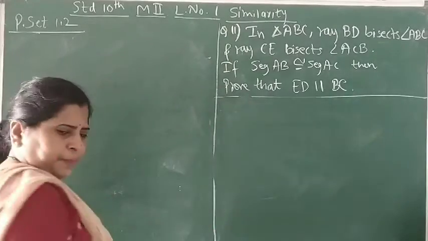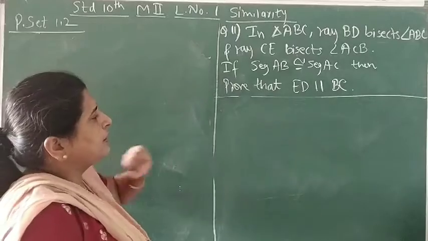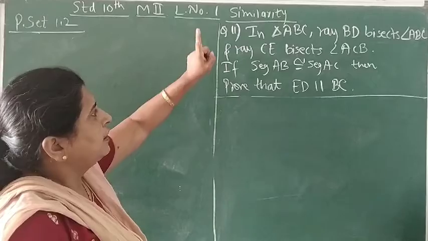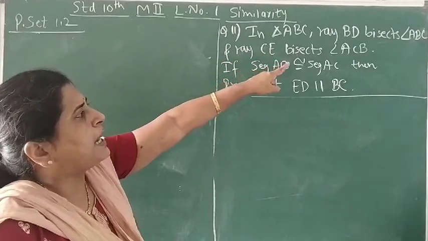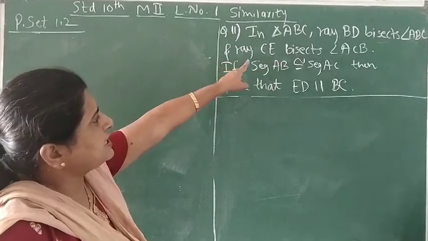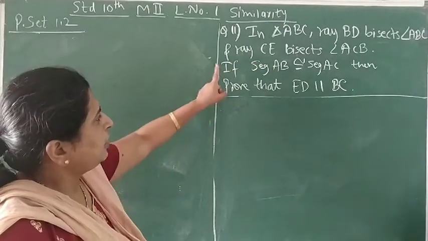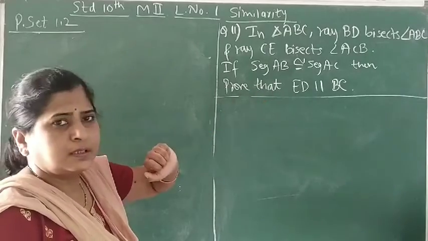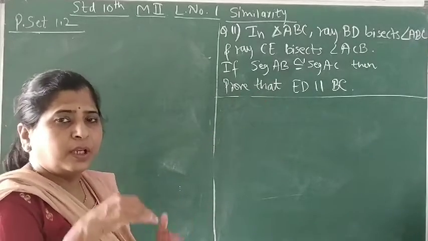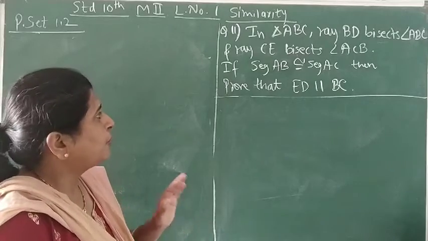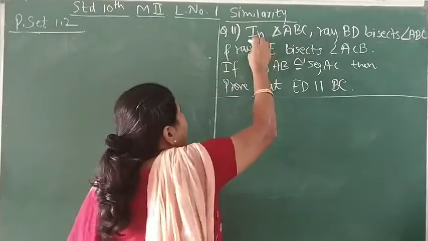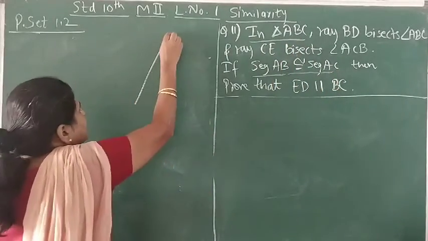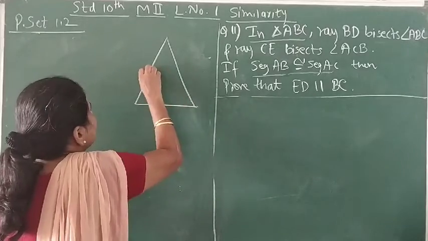Okay. So let me draw the figure. As the figure is not given in the question, we need to draw our own figure. But let's read what information is given. Now in triangle ABC, ray BD bisects angle ABC and ray CE bisects angle ACB. If segment AB is congruent to AC, then prove that ED is parallel to BC. In the first go, something you will understand, something you may not. But first thing you have to understand, there is a triangle ABC where these two sides AB and AC are congruent. So let's draw one isosceles triangle where these two sides are equal.